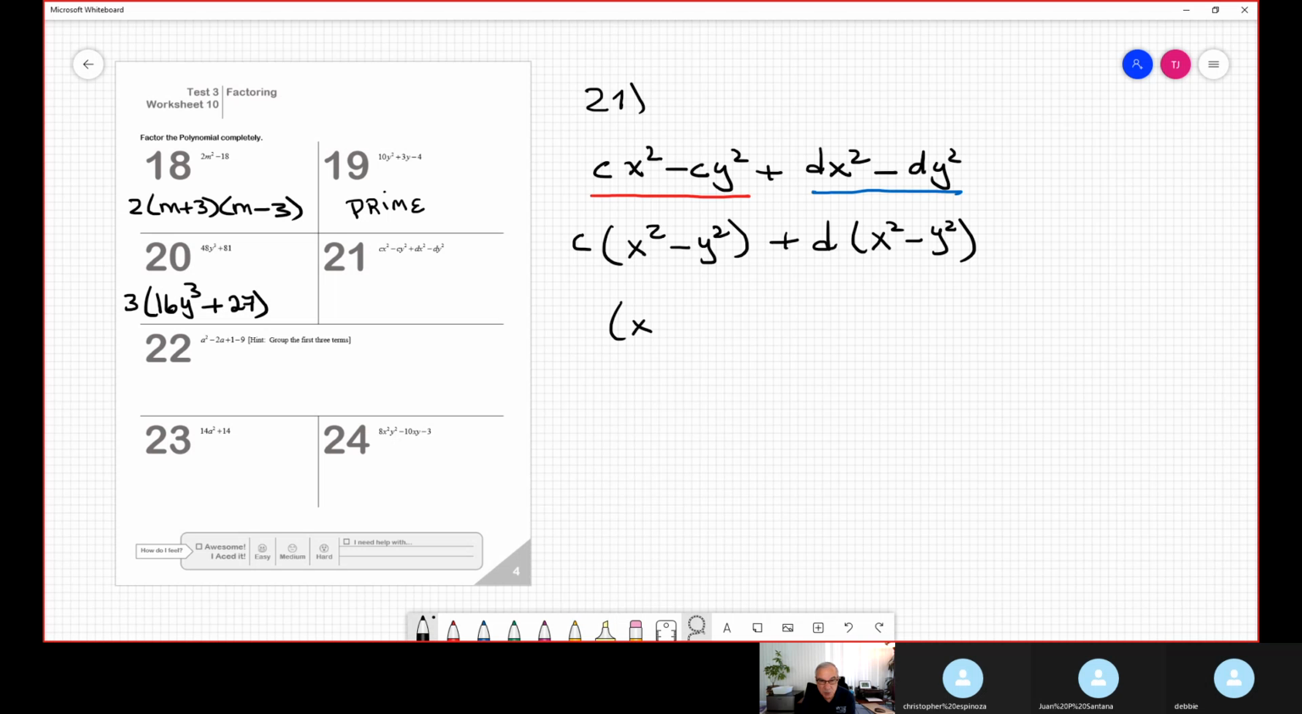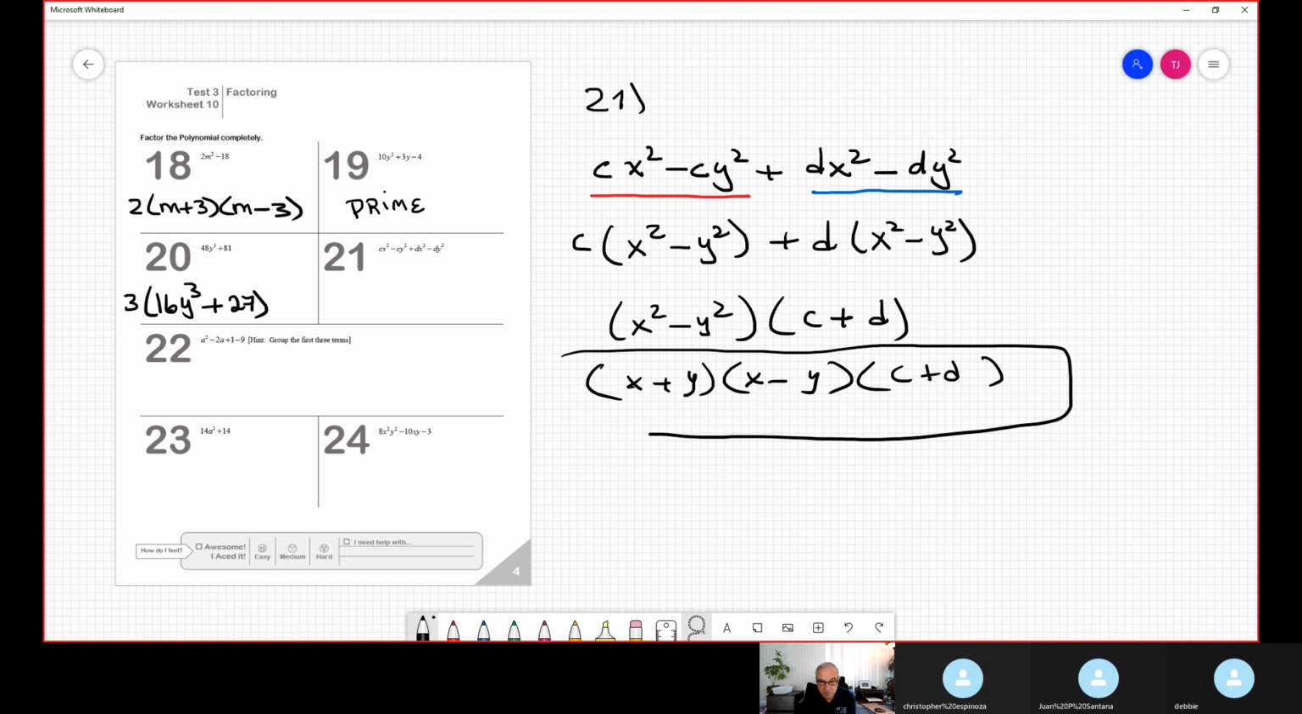Factor out x squared minus y squared. Open the last parenthesis, we have c plus d. I think no. Why no? Because I can see here another difference of squares. Then I factor this like 2 new parentheses. We have c plus d, stay here, but this is x plus y, x minus y. This is my final answer. So it's x plus y, x minus y, and c plus d.